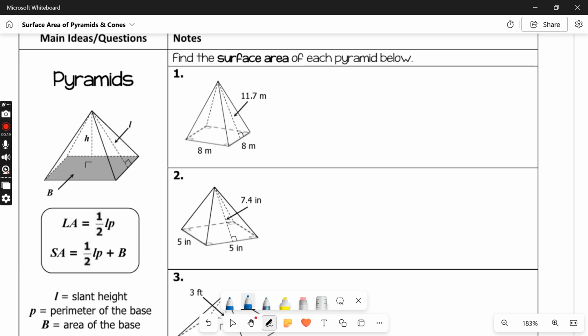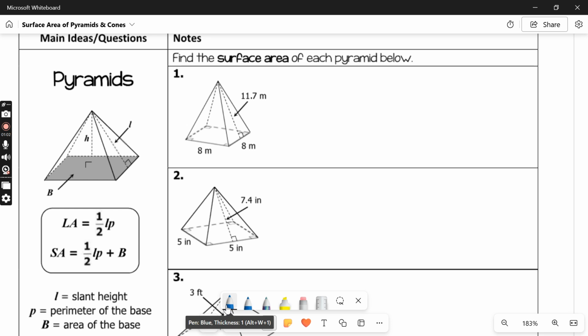Off to the left you have two formulas. You have what's called lateral area, which is everything but the base, and then you have total surface area, which would be the base and the lateral. Our three variables: we have the slant height, which is the height going up the side, not from the very center up, but up the side of your pyramid. P is for the perimeter of just the base, and then B is the area of the base. So those are the three things that we need to find our surface area. We need the slant height, perimeter, and area of the base.